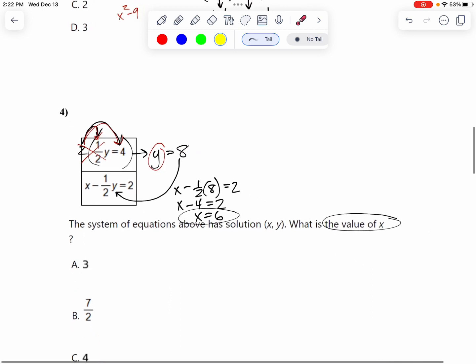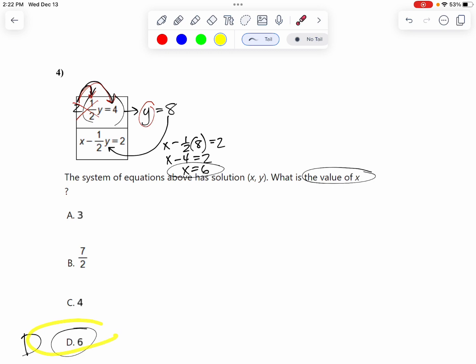So y equals 8, and now I'm going to take the 8 and I'm going to plug it into the second equation. This is how to solve a system of equations. And I did that work right here. I plugged in the 8 for the y. 1/2 of 8 is 4, and add 4 to both sides and you get 6. That is the answer for number 4.